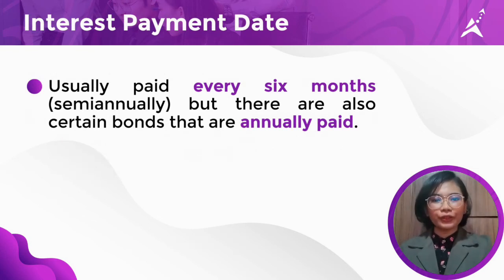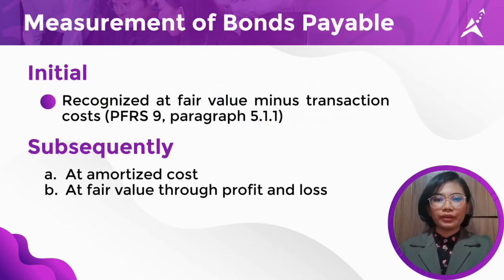Moving on, let's talk about the measurement of bonds payable. Bonds payable is initially and subsequently measured. First, if bonds payable is initially designated at fair value through profit or loss, then it is initially measured at fair value, then subsequently measured at fair value also. Next, if bonds payable is not designated at fair value through profit or loss, then it is initially measured at fair value minus the transaction cost, such as the legal cost or the bond issue cost. And subsequently, it is measured at an amortized cost.